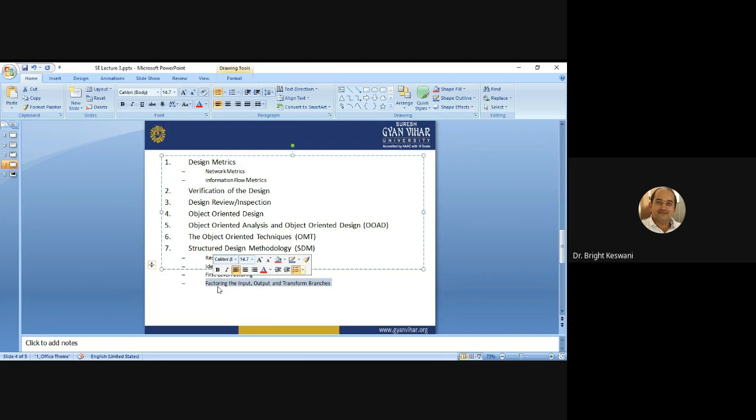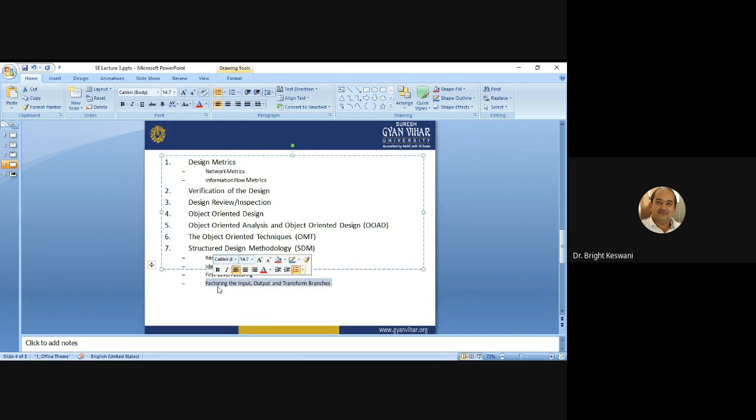You are identifying and decomposing modules in three main categories of a software system. You categorize all the modules responsible for input, all the modules responsible for output, and all the modules responsible for transformation. Okay, so this is all about the structured design methodology.